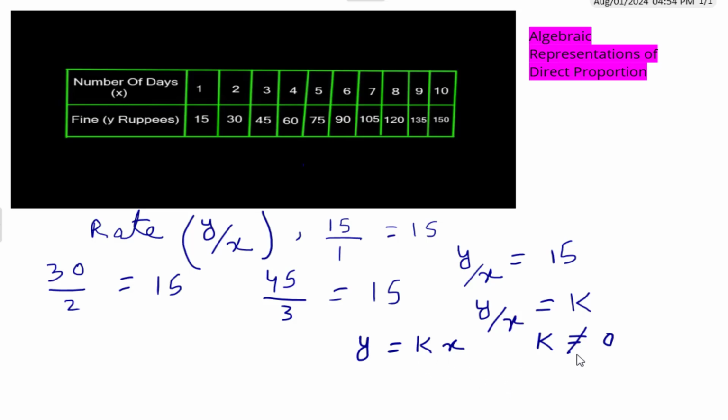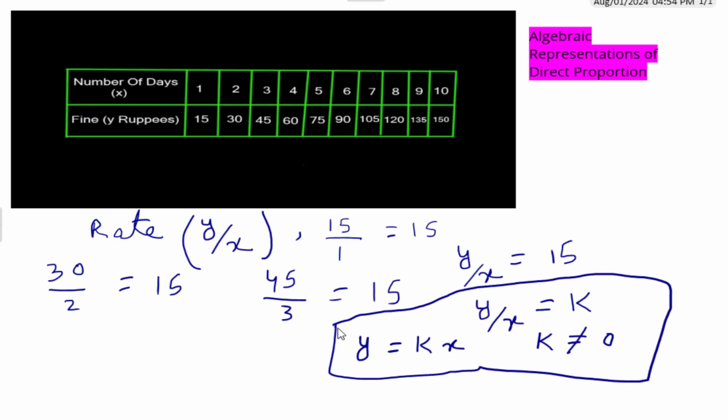Hence, we come across a situation that if y is directly proportional to x, then y by x is equal to k, or y is equal to k times x, where k is a constant and k is not equal to 0. So these will be our main terms. If y is directly proportional to x, we will use these statements: y by x is a constant, or y is equal to kx, where k is not equal to 0.